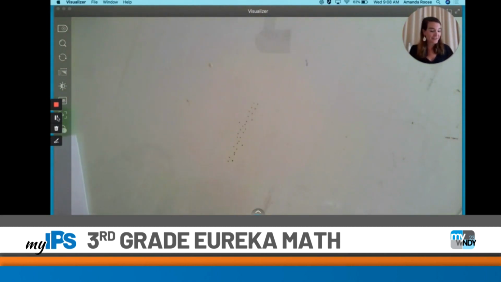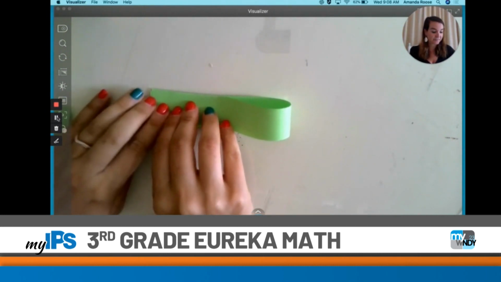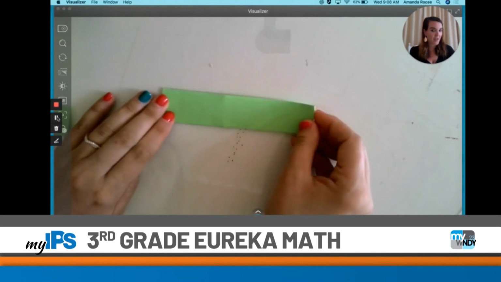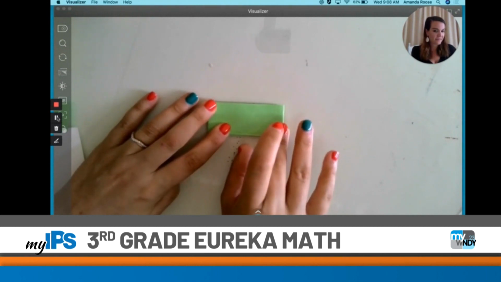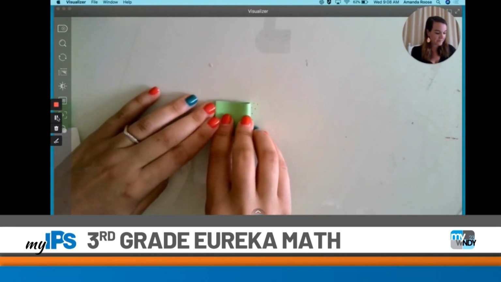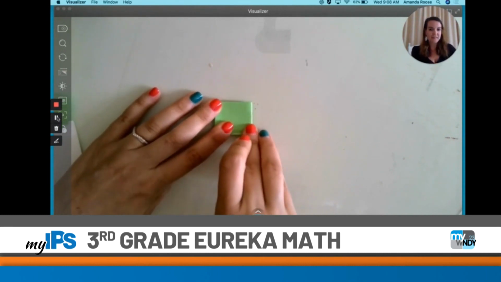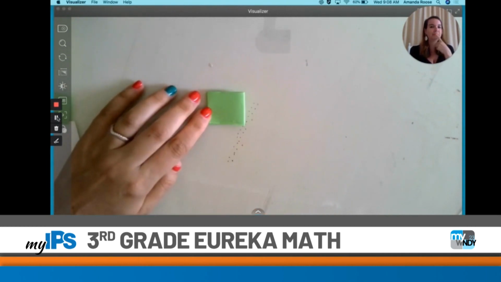Take another one of your fraction strips. Okay, we're going to fold it in half. In fourths. And then we're going to fold it one more time. Pieces get very little as you keep folding. Okay. I wonder how many pieces we have now. Whisper to your imaginary classmate how many pieces you think we have now.